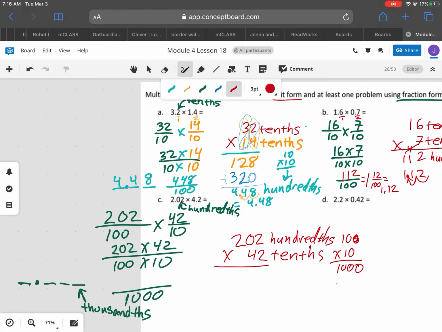Alright, so let's move to the side over here. 2 times 2 is 4. 2 times 0 is 0. 2 times 2 is 4. I need to remember to put this 0 here because it's not 4 times 202. It's 40 times 202. So 4 times 2 is 8. 0, 8. Hopefully you get that. I went a little fast there. And then we add them up. And then this is going to be in the thousands.